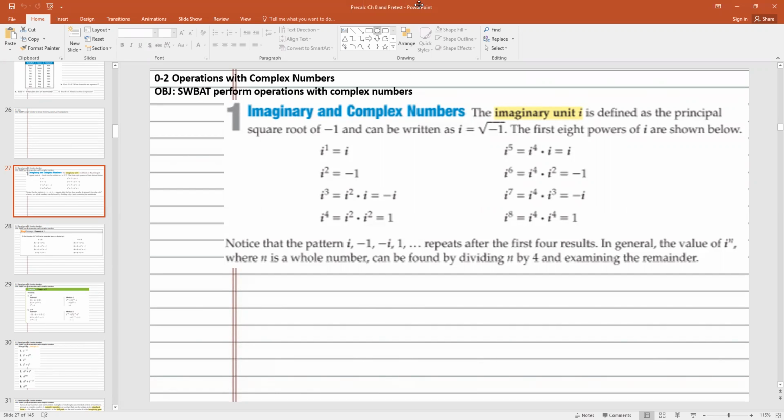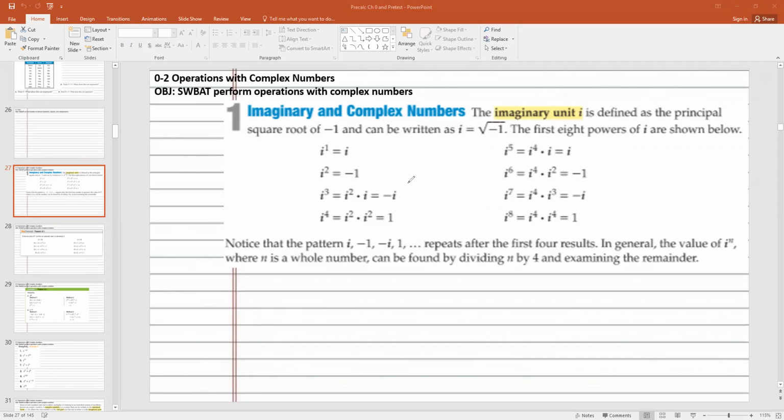All right. So, this is what we talked about on Thursday. Operations with complex numbers, you should be able to perform operations with complex numbers. Now, you showed me before that you did them pretty well.